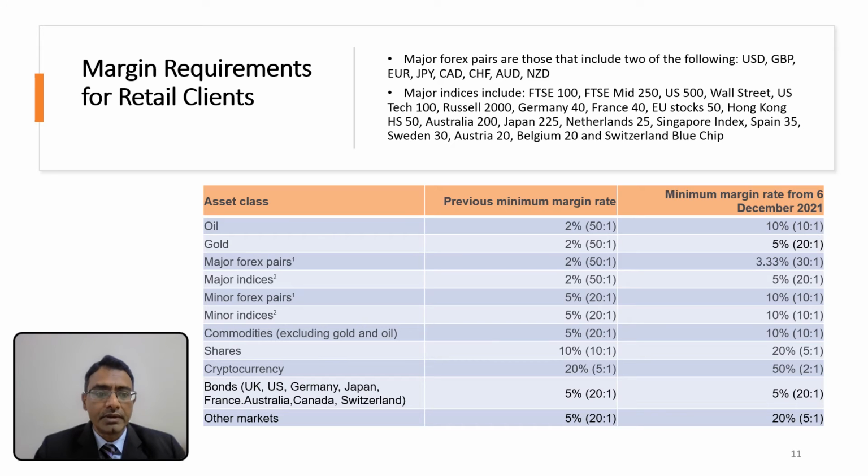And it is also mentioned for the major forex pairs. What are the major forex pairs? USD, GBP, Euro, JPY, and others. And major indices are FTSE, Wall Street, Germany, Hong Kong HS50, Australia, Singapore, Spain, and others.